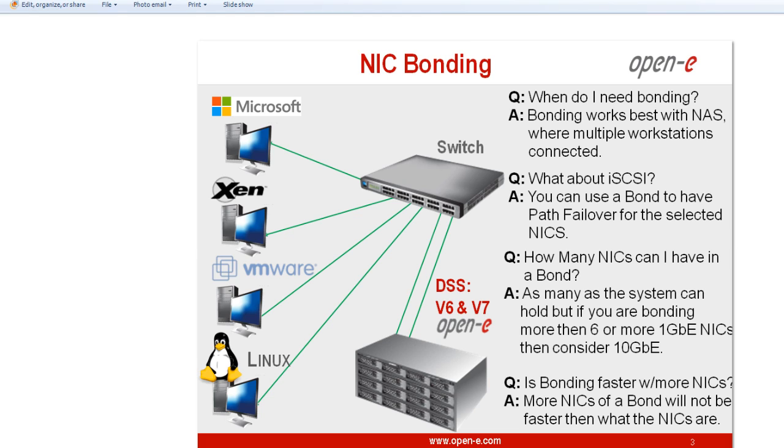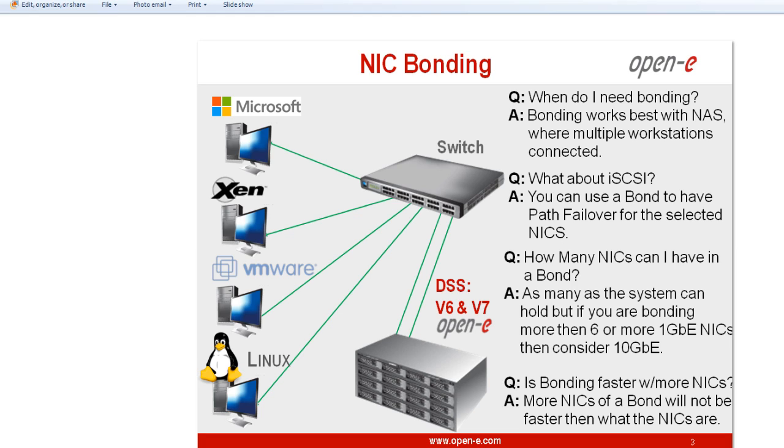Now, you can use iSCSI for bonds, also bonds that provide path failover for the selected NICs. So keep in mind that it's not just necessarily with NAS, it is also with iSCSI that you can use certain bond modes. Keep in mind, Fibre Channel is not part of bonding. It's not part of what we call NIC teaming. So Fibre Channel is really mostly used with MPIO.